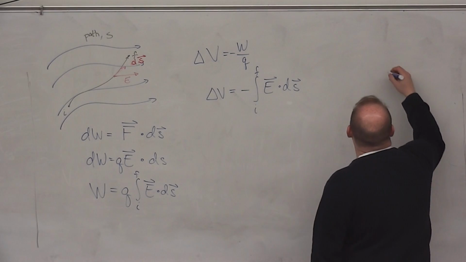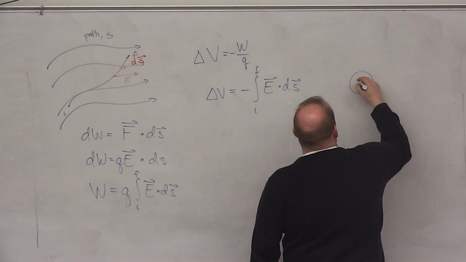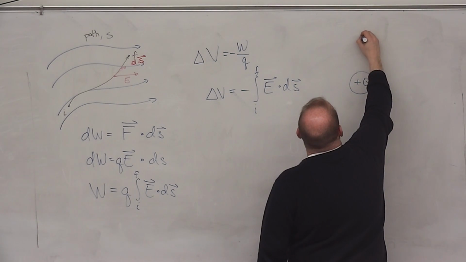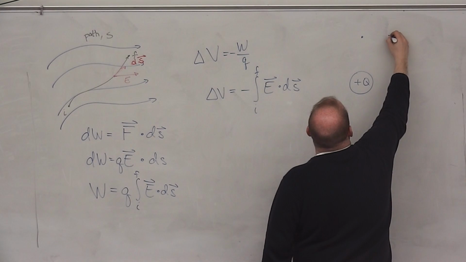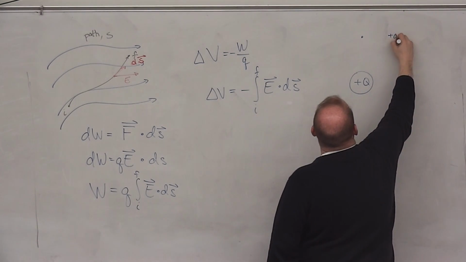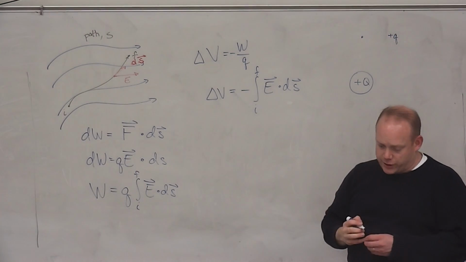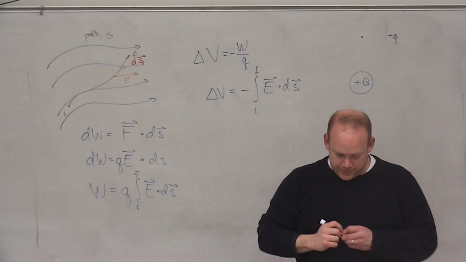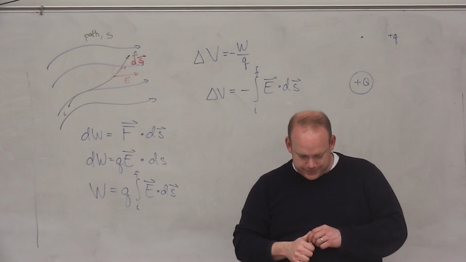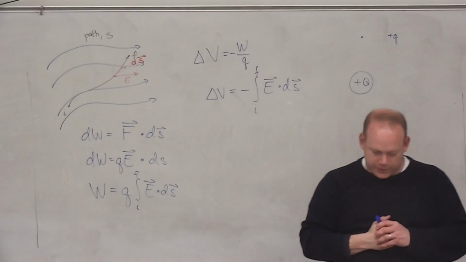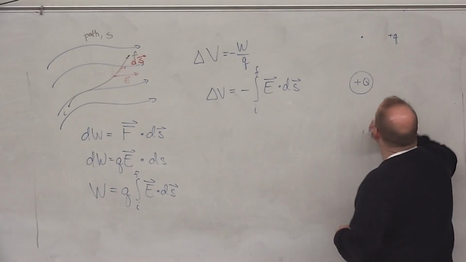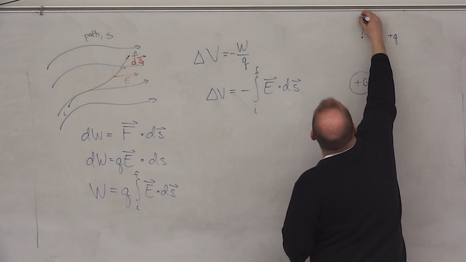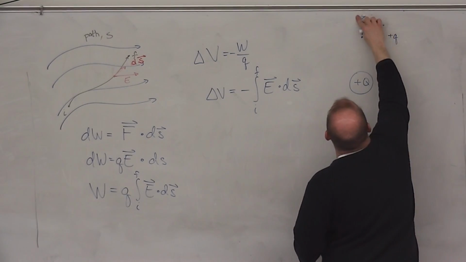If I have a positive Q right here, and I have some point right here, we'll assume some small positive test charge. Remember, test charges are always positive. And I'm going to look at what's called absolute potential. We're going to look at the absolute potential due to this point charge. I'm going to move this off towards infinity.